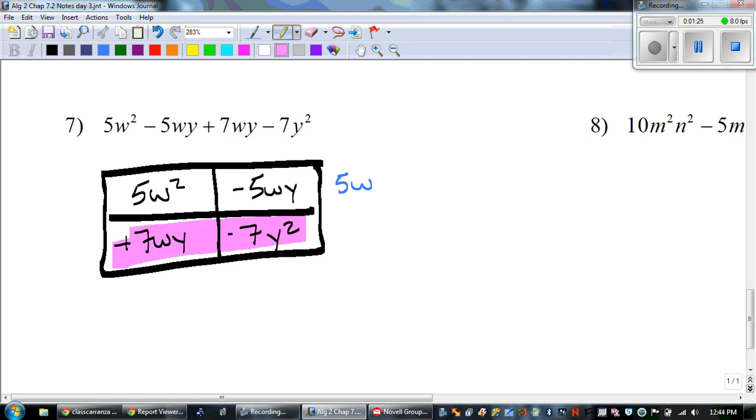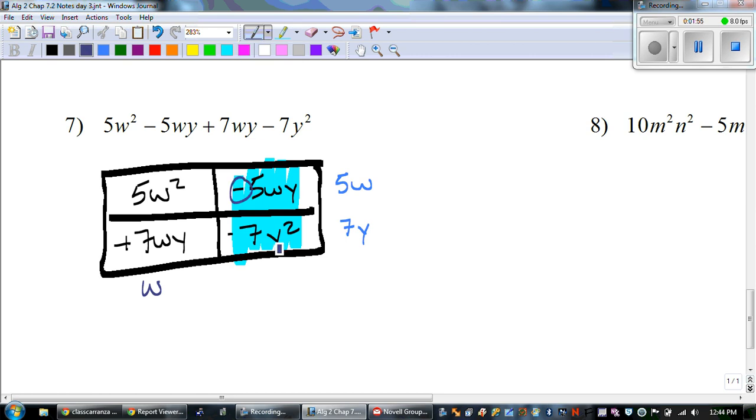Now let's look at the GCF of the bottom. They both have a 7 and a y. Beautiful. So now that we've gone across horizontally, we need to look vertically. Vertically, what do they have in common? Yeah, only a w.